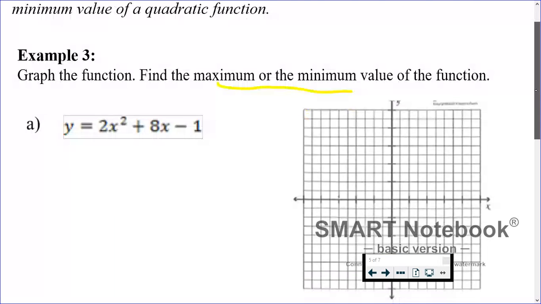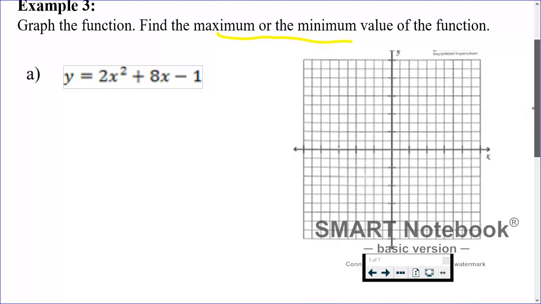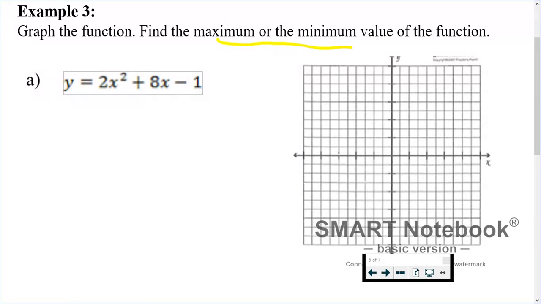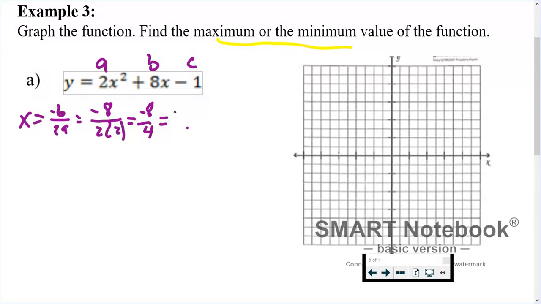So the first thing we're going to do is find the vertex. We'll find the axis of symmetry, I guess, technically. So same process, right? Opposite of b is 8, so the opposite of that would be negative 8. And then a is 2. 2 times 2. So for the fraction, you have negative 8 over 4, which reduces to negative 2. All right, so you've got your axis of symmetry going through negative 2.